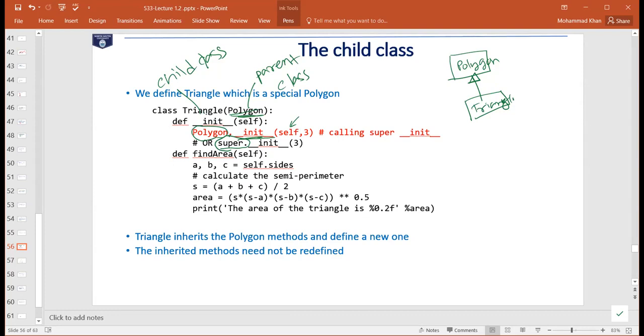What does the 3 mean? This is the number of sides, just because it's a triangle.